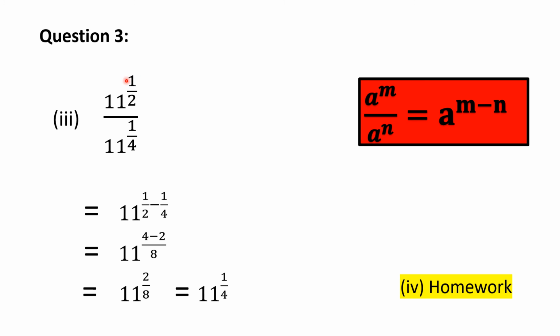Next one is this. So last question. 11 raised to 1 by 2, 11 raised to 1 by 4. So you can see that this is 11, 11. Only the exponents are different. So I can use this method: a raised to m by a raised to n is a raised to m minus n, right?